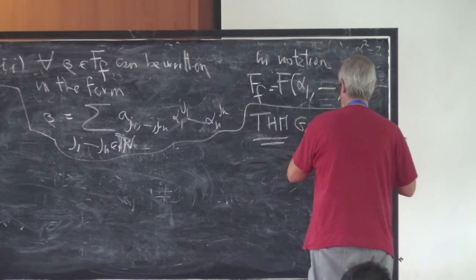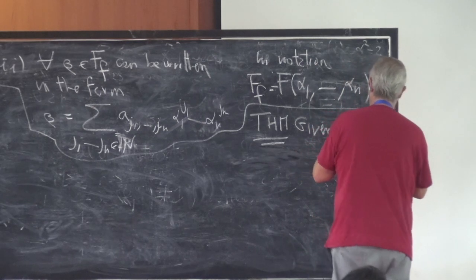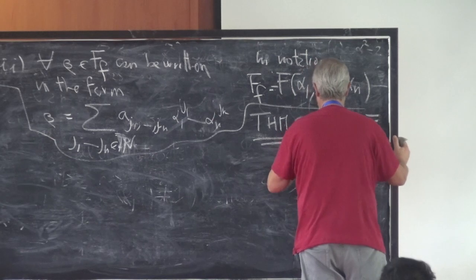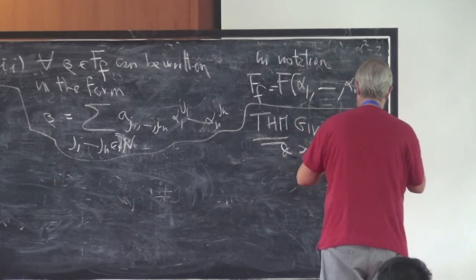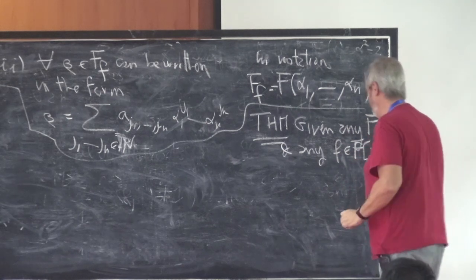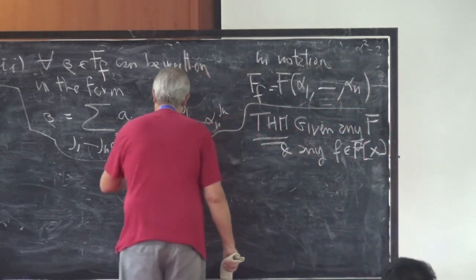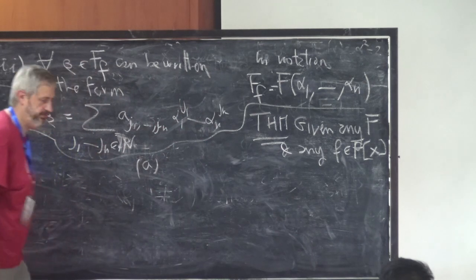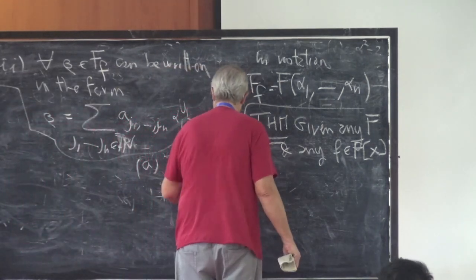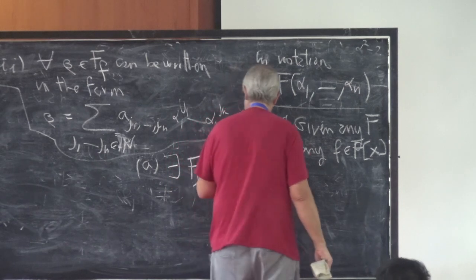But the theorem that we are interested in using is the following. Given any field F and any polynomial with coefficients in F, the following things happen. First of all, there exists a splitting field.